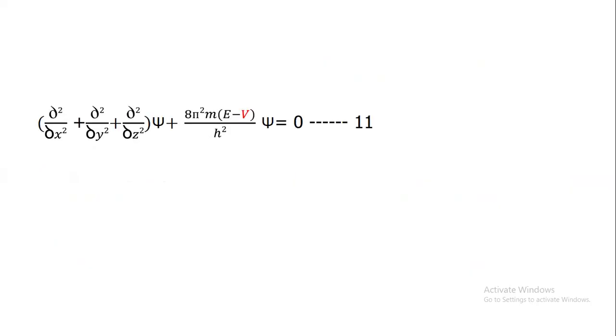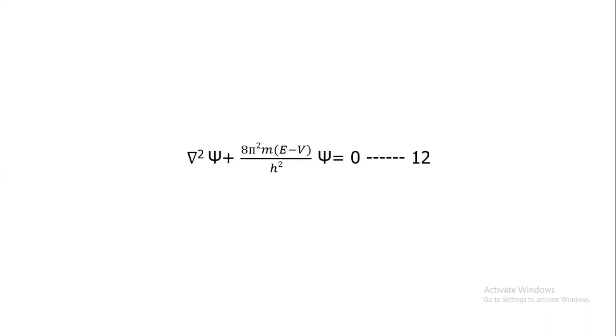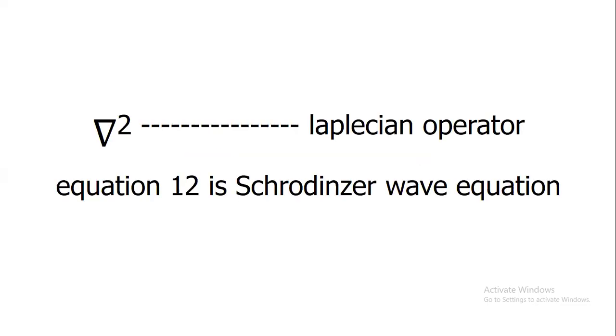So again, we can write, taking ψ common, (∂²/∂x² + ∂²/∂y² + ∂²/∂z²)ψ + (8π²m/h²)(E − V)ψ = 0, equation 11. So the Laplacian operator squared ψ plus (8π²m/h²)(E − V)ψ = 0, equation 12.